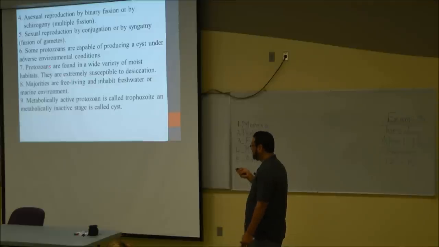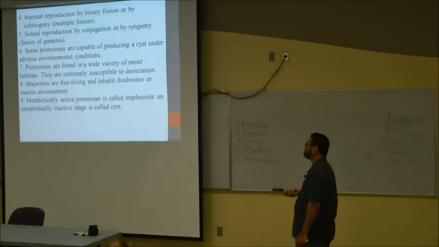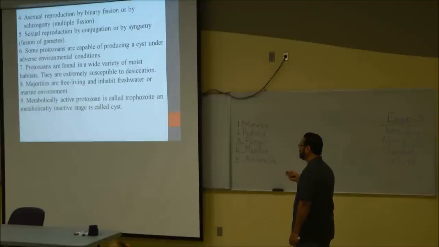Where do you find protozoans? Wherever you have moisture, water, either fresh water or salt water. A metabolically active protozoan is called a trophozoite, and a metabolically inactive protozoan is called a cyst.